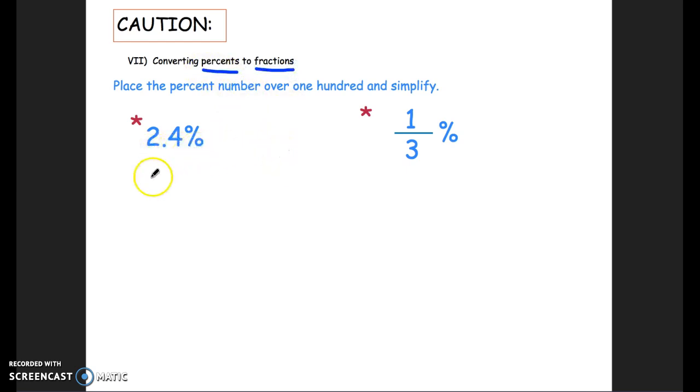So 2.4% is going to be 2.4 over 100. We know we can't leave a decimal in a fraction, so now we're going to have to multiply by something. If we multiply top and bottom by 10, we end up getting 2.4 times 10 over, multiply the bottom by 10, because whatever we do to the top, we have to do to the bottom.